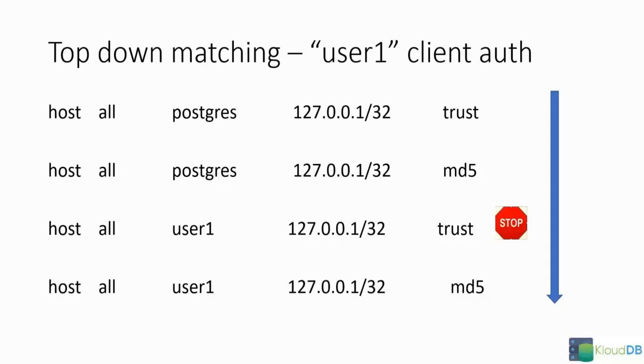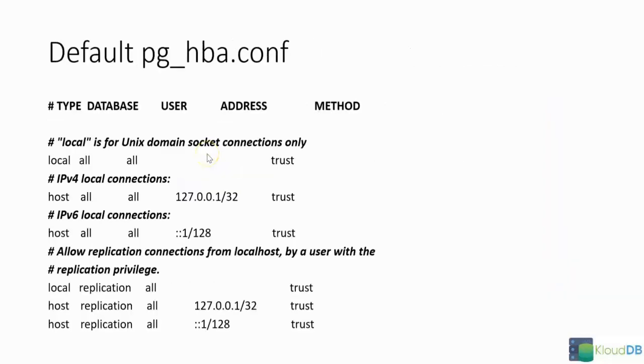As soon as it finds a matching record from the top, which is valid, it stops there and it considers that. If you see the last field, the authentication method, for the third and fourth lines, the third line has trust and the fourth line has MD5. Trust means no password, as we discussed, so it allows connections without passwords. Although the fourth line has MD5, it doesn't consider that. Remember, it goes from the top down.